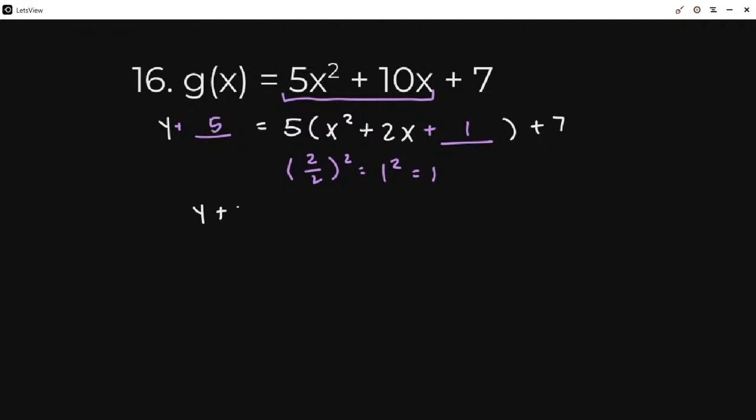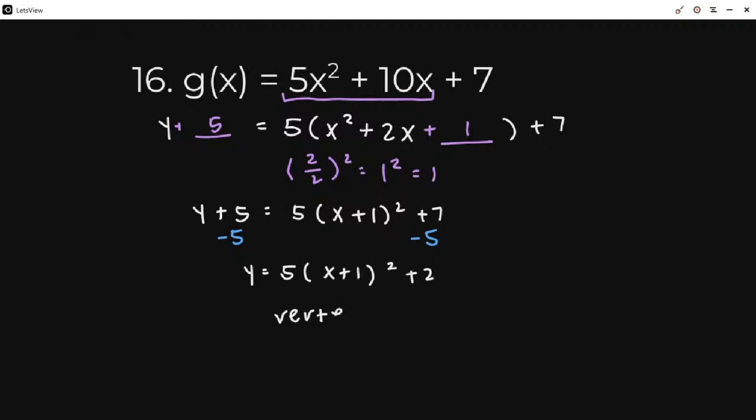So that's going to be y plus 5 equals 5 times x plus 1 squared plus 7. Then we're going to subtract 5. So we get y equals 5 times x plus 1 squared plus 2. So the vertex is at -1, 2.